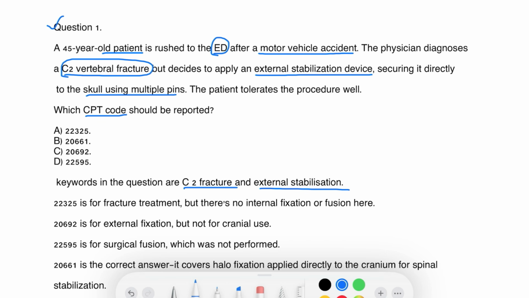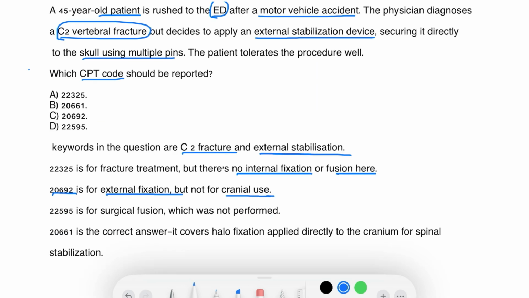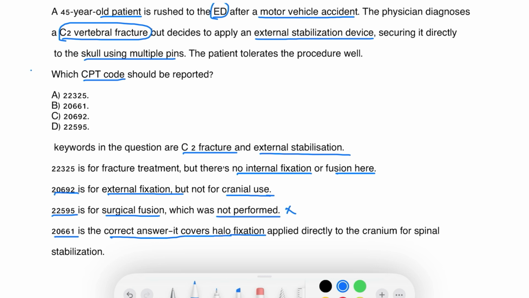When we see code descriptions, 22,325 is for fracture treatment, but there's no internal fixation or fusion here. 20,692 is for external fixation, but not for cranial use. 22,595 is for surgical fusion, which was not performed. 20,661 is the correct answer. It covers halo fixation applied directly to the cranium for spinal stabilization.